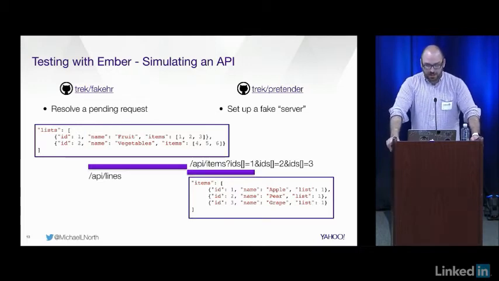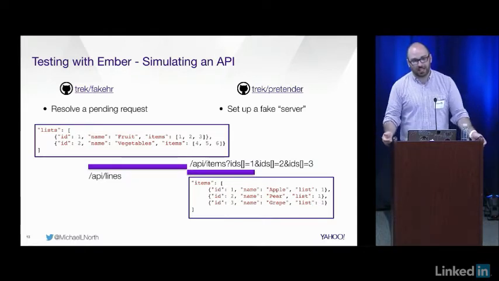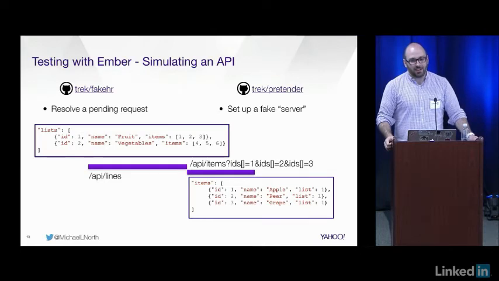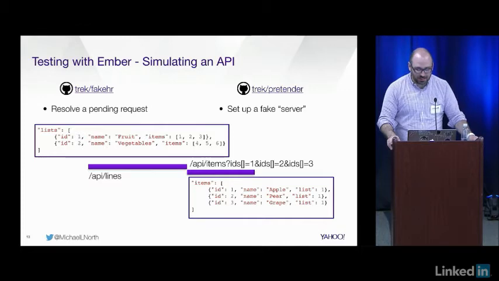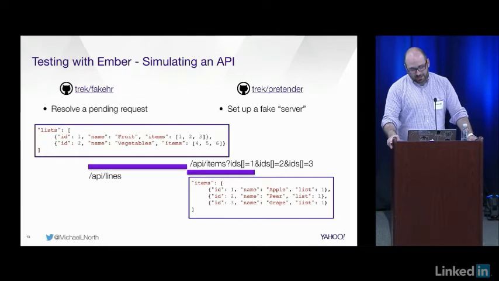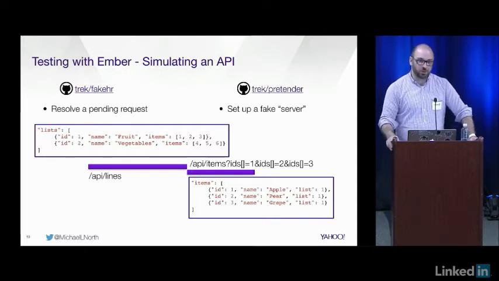Pretender takes the approach of setting up something akin to a server in advance of running your tests. Well, you'll see some advantages after I alter my implementation a little bit here. In this particular case, I've used Ember Data's find coalescing to build this endpoint that returns the items in my list by ID. So I need information from the first response in order to send out the second request. And so we have a head-to-tail situation here.